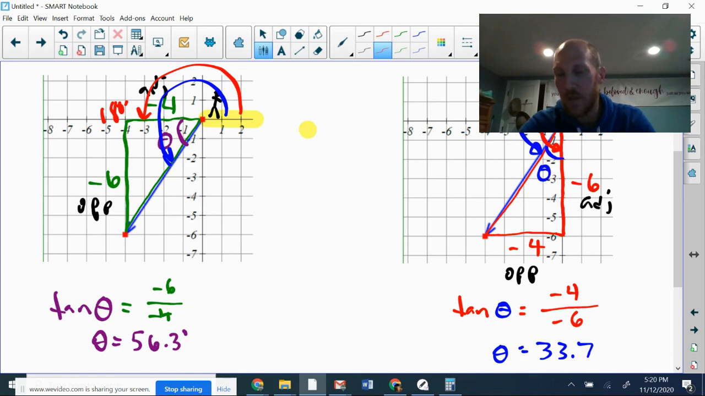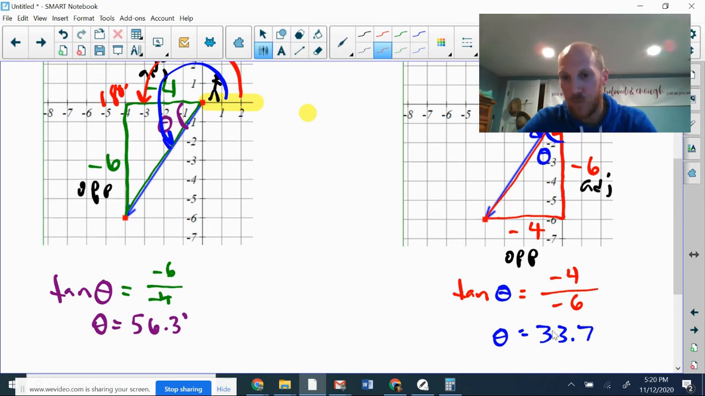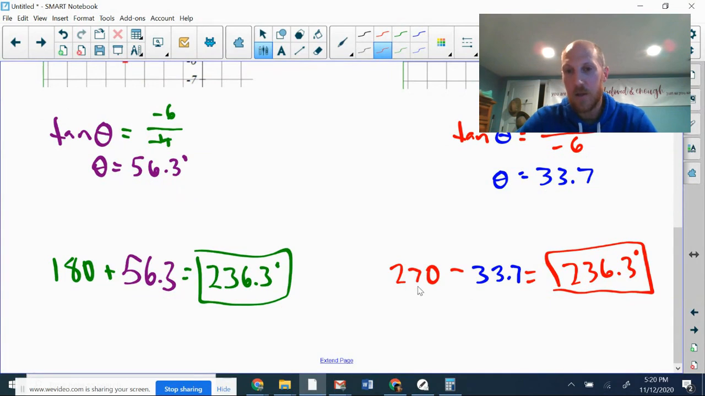So in this case, the straight down side of my right triangle is at 270 degrees, but that would be too big of an angle, right? If I'm following the red rotation to get all the way to that angle, I've gone too far because I went past where the hypotenuse is, which means I need to back up or subtract. So I'm going to take the 270 and subtract this 33.7, that's the angle inside the triangle. 270 minus 33.7 gives me that same answer in the end, 236.3.